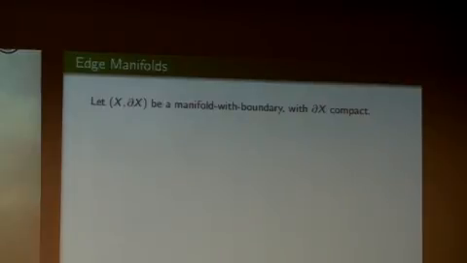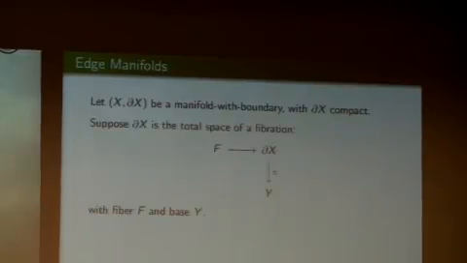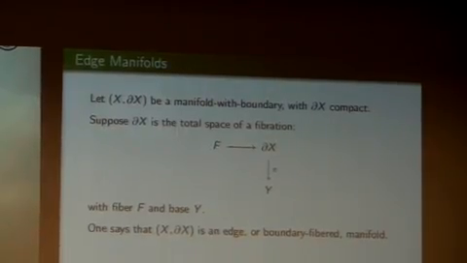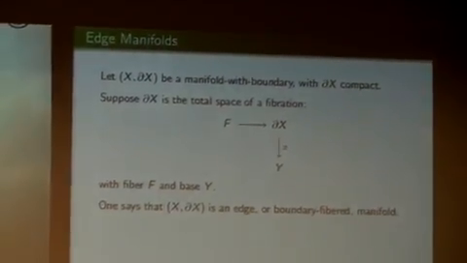So you start with a manifold with boundary, compact boundary, and we suppose that the boundary is the total space of a fibration. So that means we've got a projection from the boundary to some compact manifold Y. The fibers are all diffeomorphic to F, and this is locally trivial. So the boundary of X just has a foliation with these nice fibers projecting down to Y. And then you say that this is an edge manifold because this encodes the edge structure that we've been hearing about.